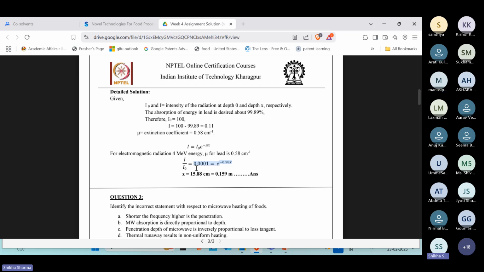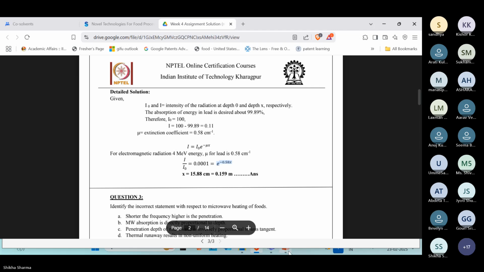So here we will take ln both sides. So it will be ln of this one and ln of 0.0011. If you solve ln 0.0011, how much do you get? Let me open the calculator. So ln 0.0011, right? It will be minus 6.81.